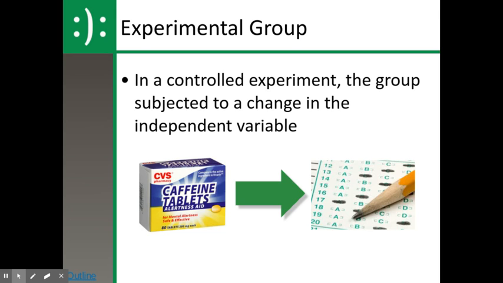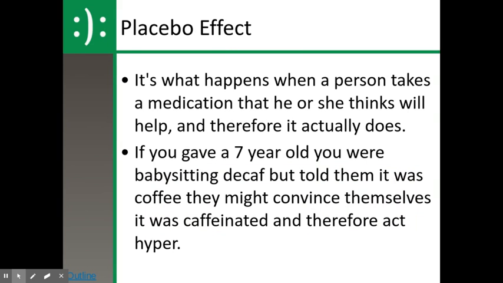So our experimental group, they are the one that gets the change in the independent variable. They're the one that gets the caffeine tablets or they get the caffeinated coffee. But we also know that our mind is very suggestible. You want to be clear with the placebo effect. And that's kind of the point of why we go ahead and give the control group, is because the control group, even though they're getting the coffee without the caffeine, everything's the same.